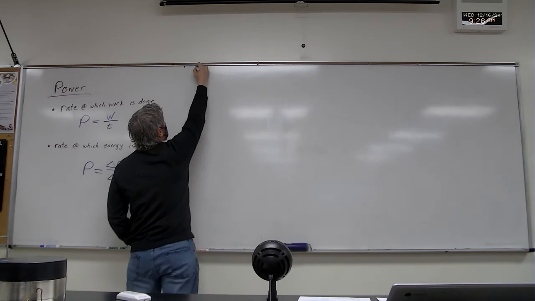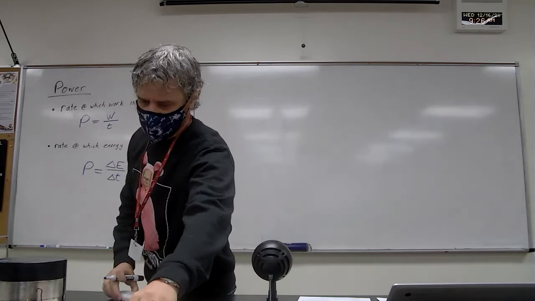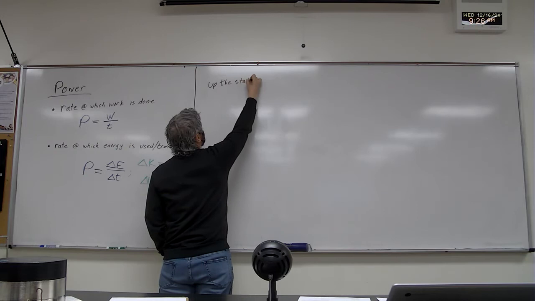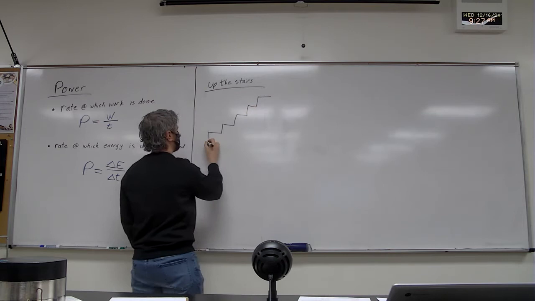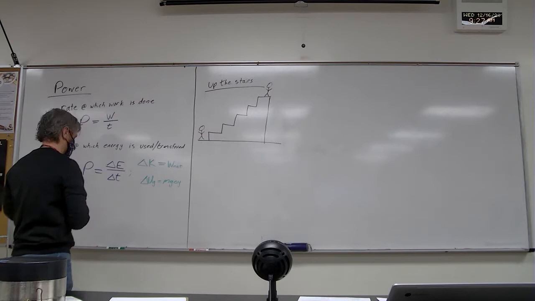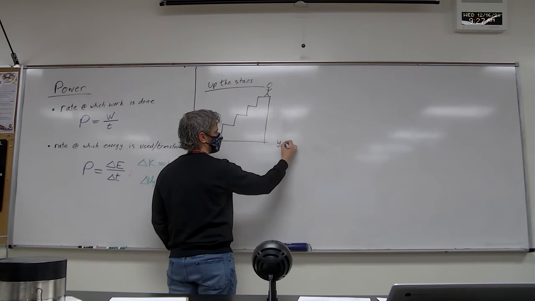All right. So one of the more common types of problems that you can see here, when we're talking about work and energy and power, I mean power in general, is going up the stairs. So if I'm going to walk up the stairs, these are large stairs. When I get to the top here, I'm going to define the lowest point as zero. So I'll call that y naught is zero. And then my final position y would be that.